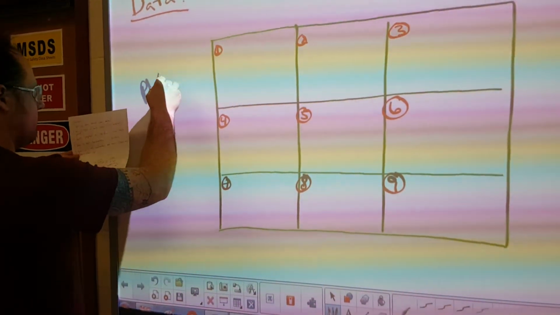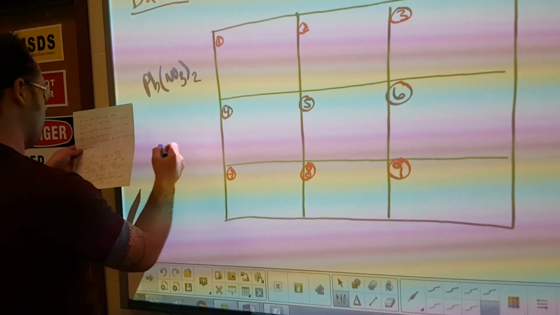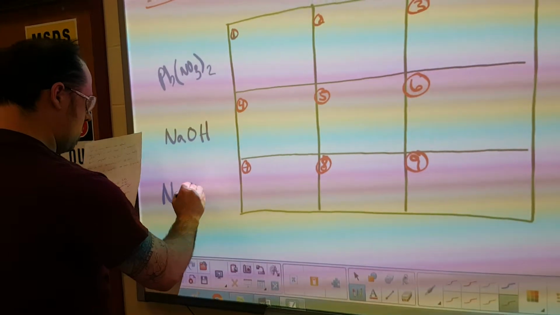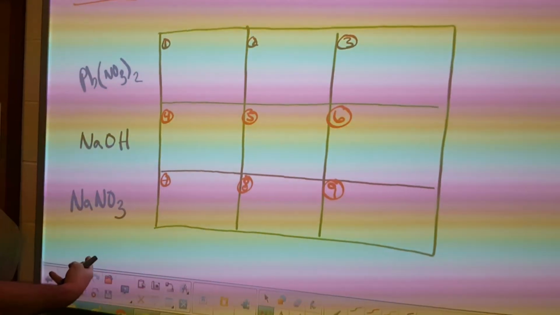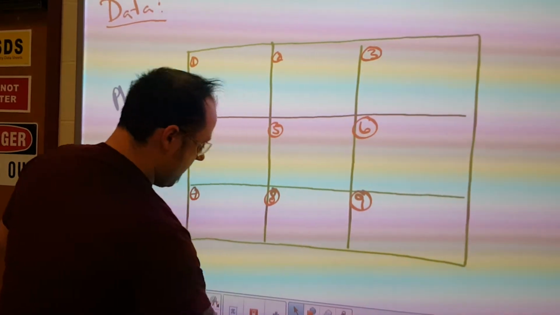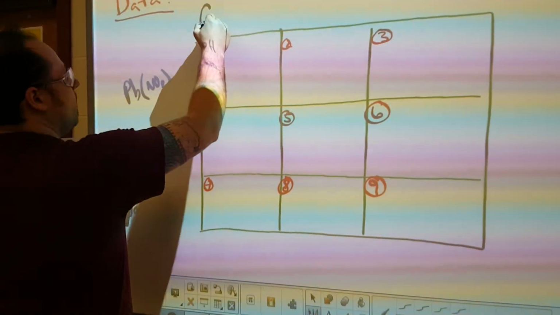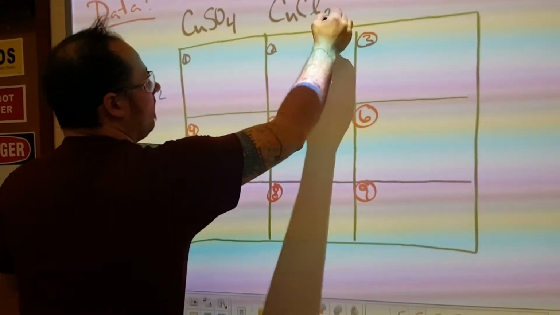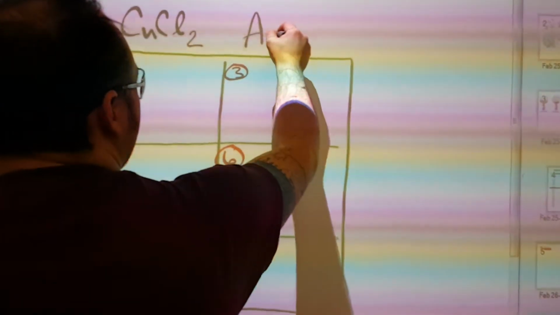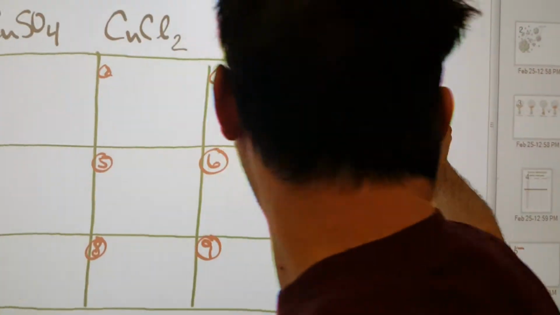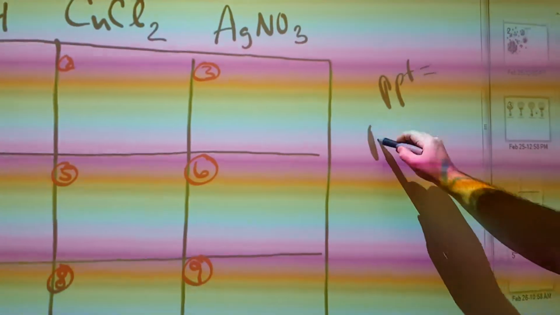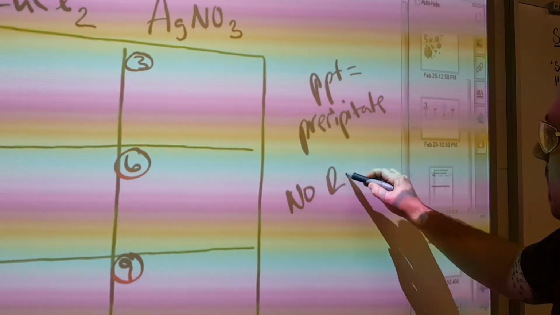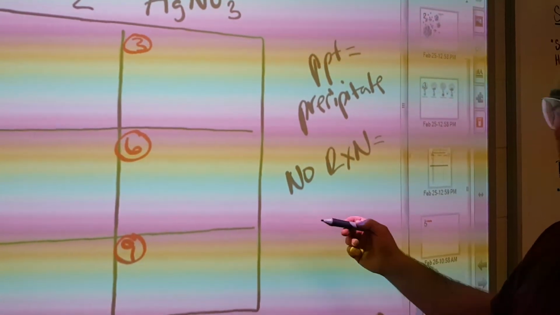Pb(NO3)2, lead nitrate, then NaOH, sodium hydroxide, then NaNO3, sodium nitrate. Those are the reactants on the left, and the reactants on the right: copper sulfate, copper chloride, and silver nitrate. And remember, PPT equals a precipitate. And then no reaction. Well, actually, nothing happened, right? Nada.